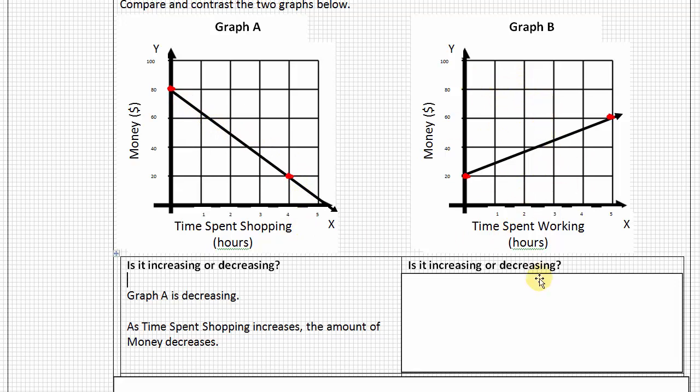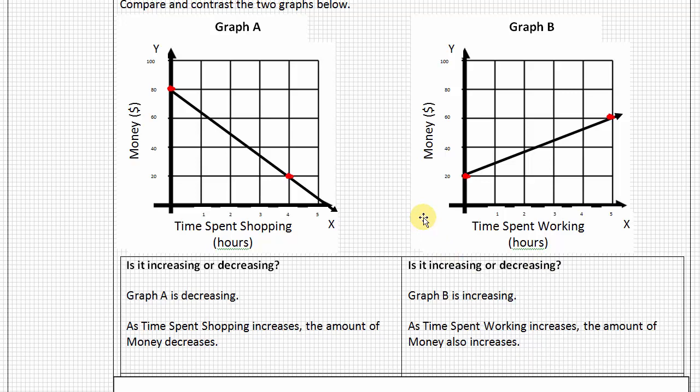How might we write that for Graph B? So we already talked about that Graph B is increasing, and a nice summary statement, and again, we're starting with our x-axis values: as time spent working increases, the amount of money also increases. You see that we started out at 0 hours with $20. And then here by 5 hours, we now have $60. So that amount of money has increased as we increase the amount of time we were working.